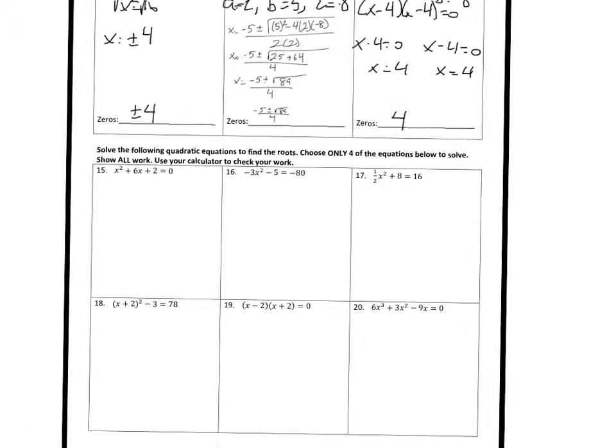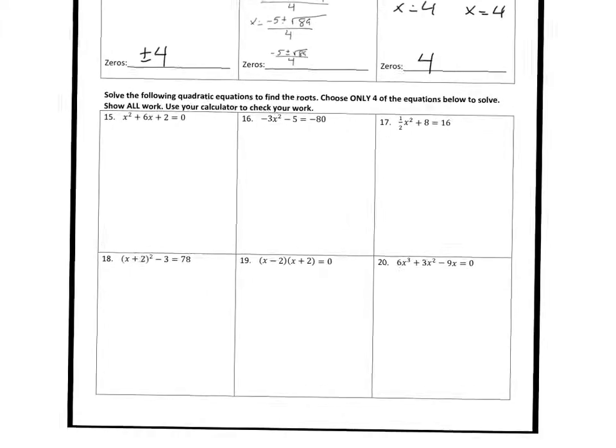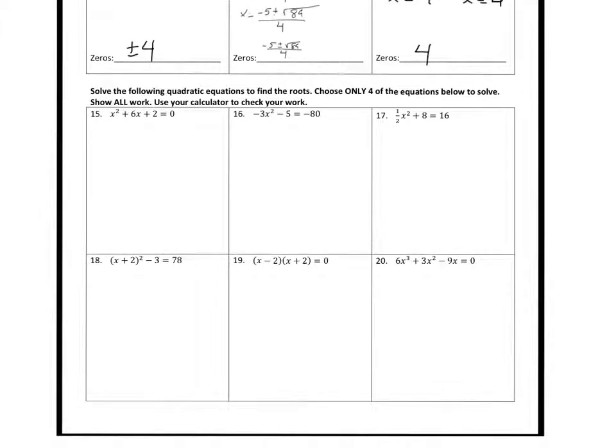Okay, here we go. The last section. So I'm going to do a few of these. Choose only 4, so I'm going to try to pick the 4 hardest ones, and then we'll work through it for sure. What I am going to help you out with is how to notice which page to use on your quadratic solving foldable. Okay, so step 15, let's look at it.